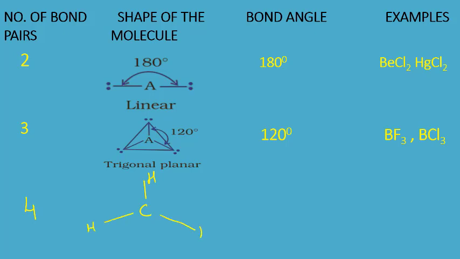Directly taking the example of the molecule, this is methane. The bond angle between any 2 bonds is 109.5 degrees. Examples of this shape are methane, CH4, and CCl4, carbon tetrachloride, etc.